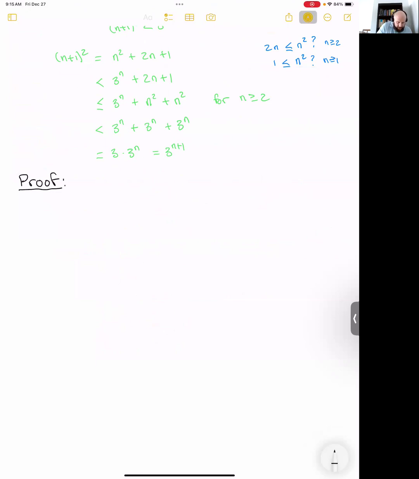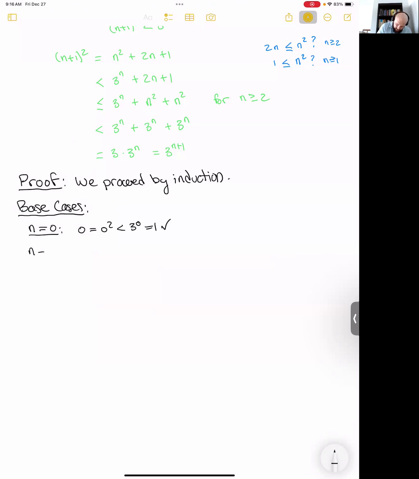So in the proof, we proceed by induction. Now in the base case, though, we'll do a few cases, okay? So it's not strictly necessary to do induction this way, but because we have a goal in mind, we're going to check a few cases, not strictly because induction requires us to, but because our method requires us to.